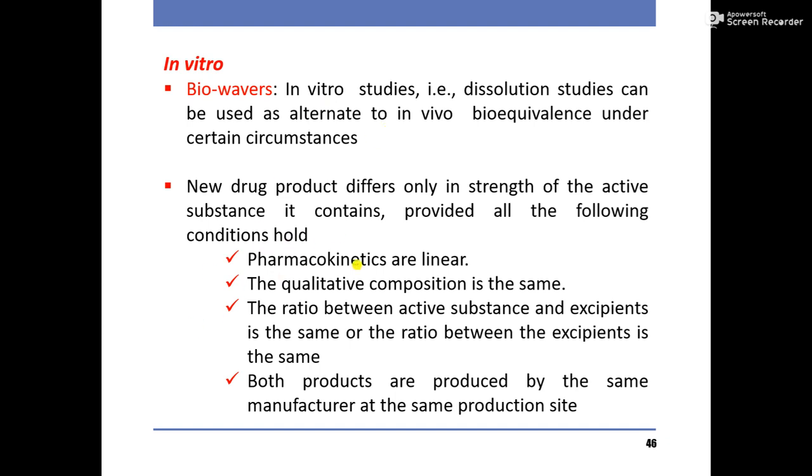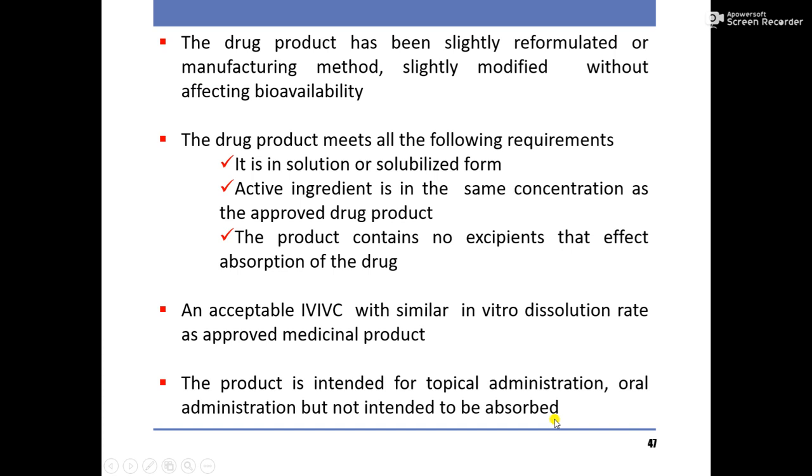New drug products that differ only in the strength of the active substance they contain qualify, provided all the following conditions hold. Pharmacokinetics are linear and the qualitative composition is the same. The ratio between the active substance and excipients is the same, or the ratio between the excipients is the same. Both products are produced by the same manufacturer at the same production site.